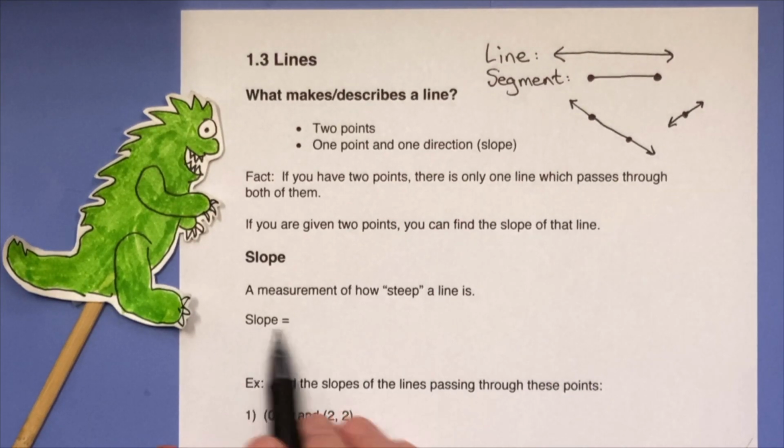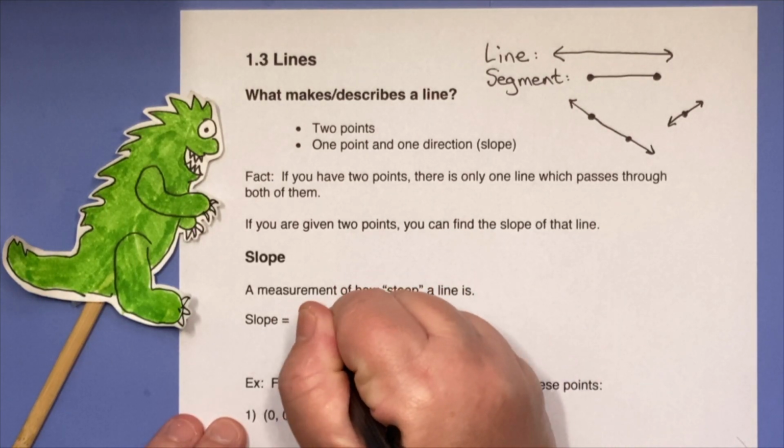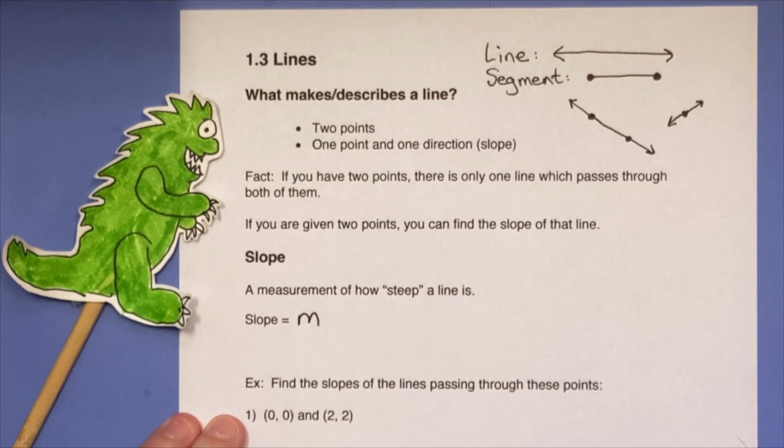But let me write down in the notes. So slope is usually represented by m, or you can just write out slope.